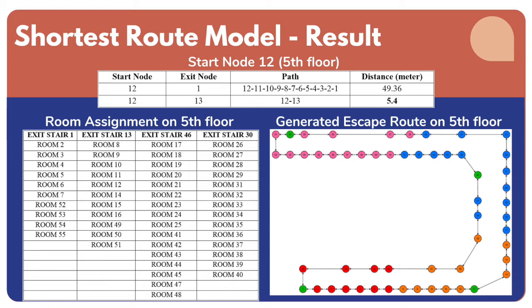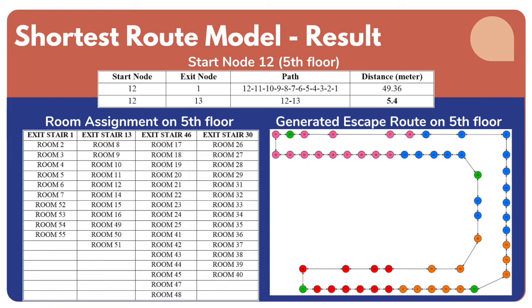13 with 299 occupants out of 983. However, only 206 occupants will proceed to exit stair 13 in going out of the building. Then exit stair 46 and exit stair 30 will be used by 258 and 220 occupants respectively.